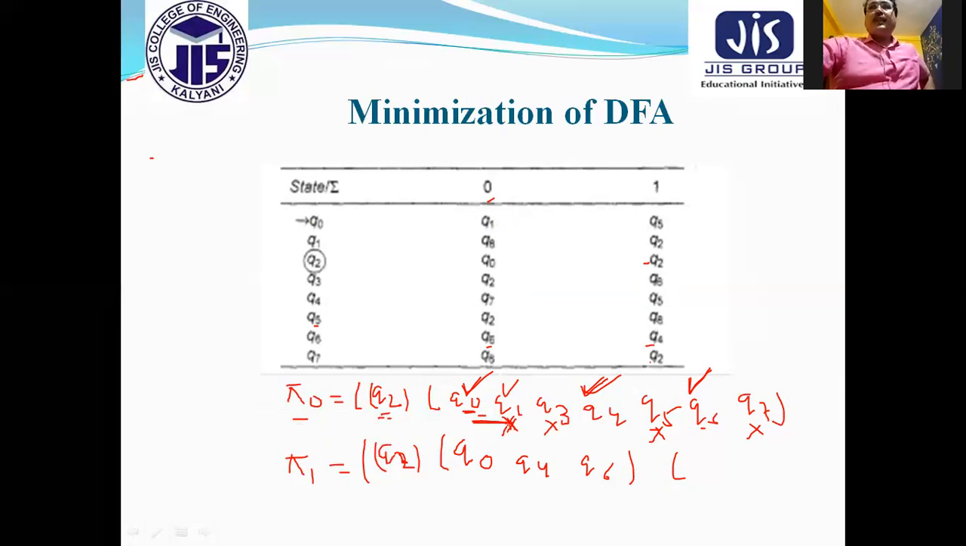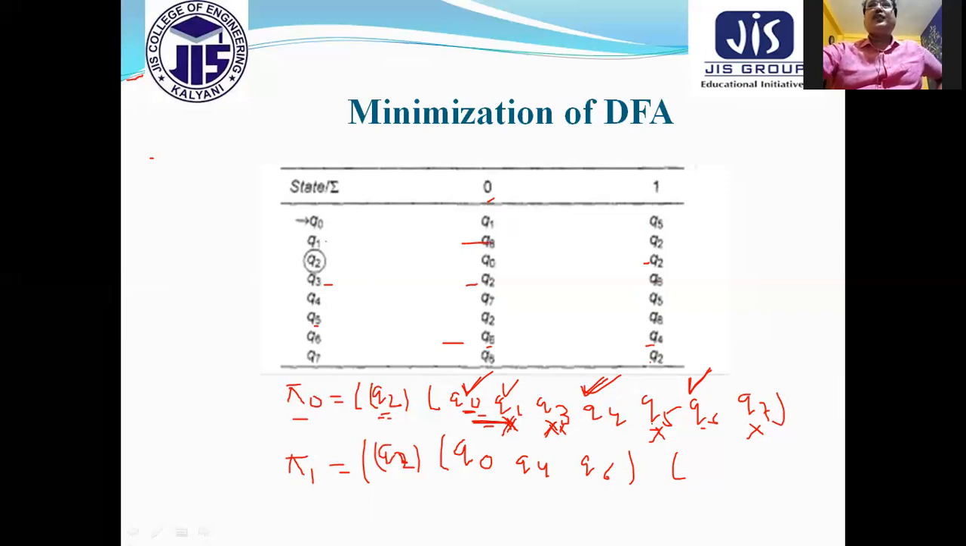Now we have to check Q1 with Q3. What can I get here? Q1 is Q6 and Q3 is Q2. Again, one belongs to this set, one belongs to this set. So Q3 is also not equivalent with Q1.